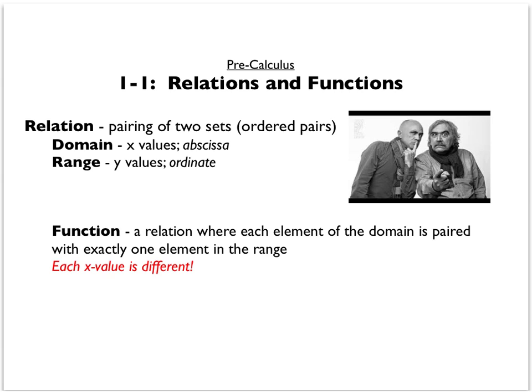Anyway, then a special type of relation is a function. So we could say that all functions are relations. And just a question to pose to you: do you think that all relations are functions? Something to consider. Anyway, what a function is: a relation where each element of the domain is paired with exactly one element in the range. But an easier way, I think, to remember it is that each x value is different. Each x value is different.